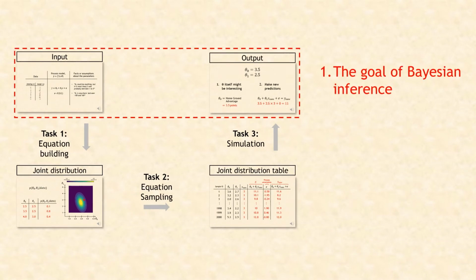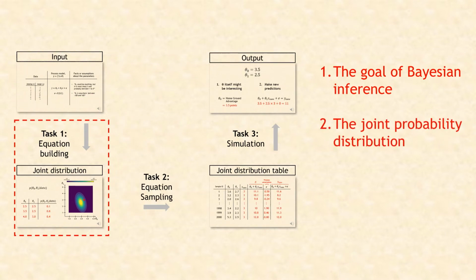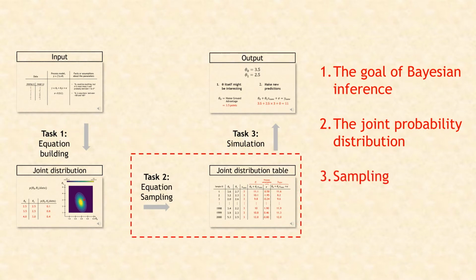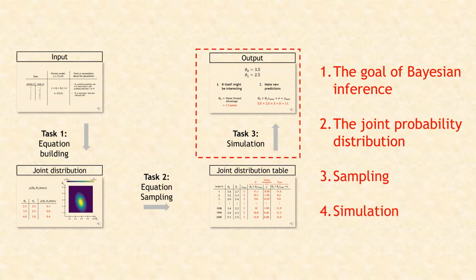The first part of this video will focus on the input and output, which together define the goal of Bayesian inference. The next part will focus on building the joint posterior probability distribution. The third will cover sampling, and the last will focus on simulating the quantities of interest.